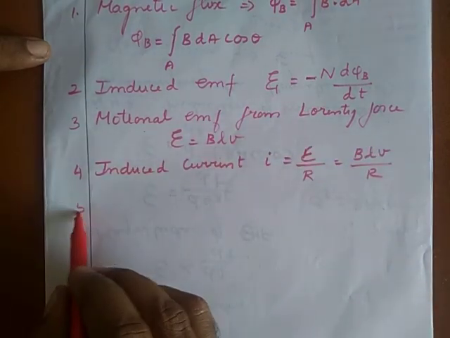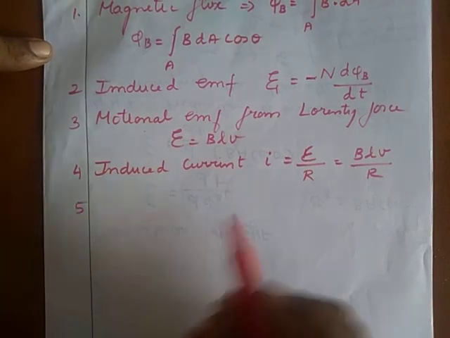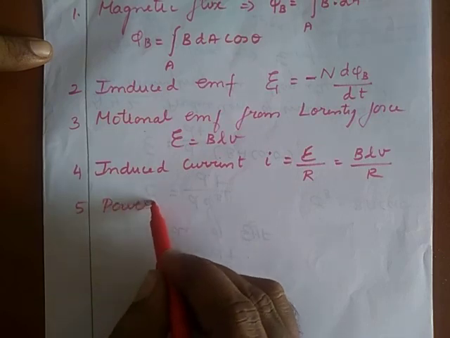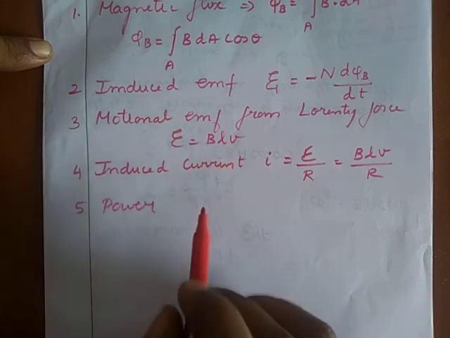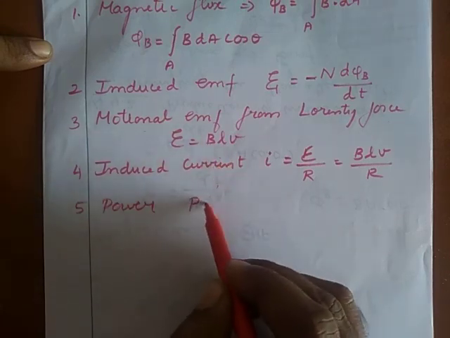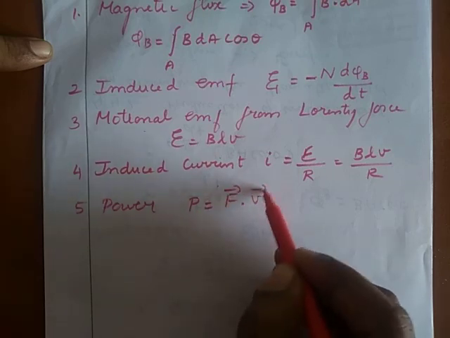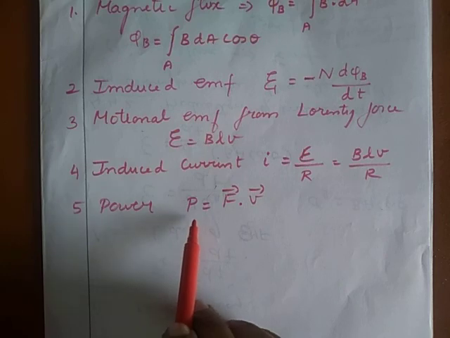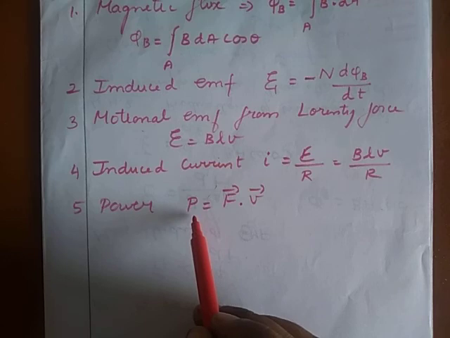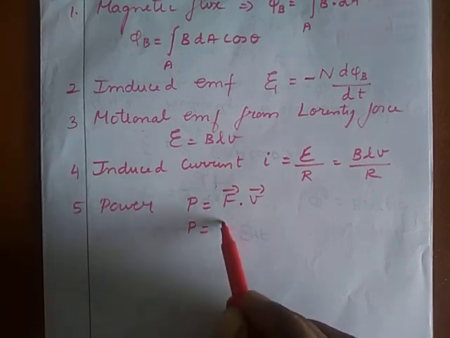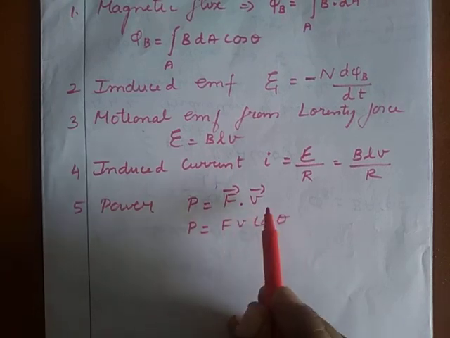Then the fifth one, that is rate of doing work, or simply power. Power at which the mechanical work is done to produce this EMF. This can be considered as P is equal to F vector dot V vector. From this expression we know power is a dot product of two vectors, so power is a scalar quantity. So we can write P is equal to F V cos theta. Theta is the angle between force and velocity.